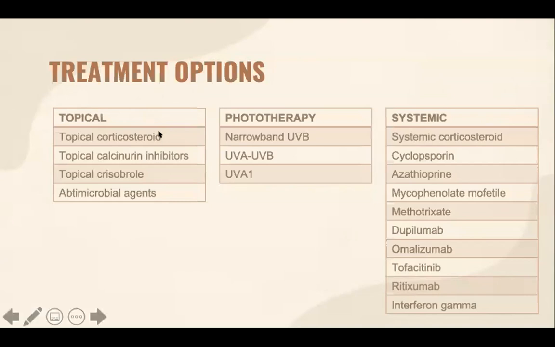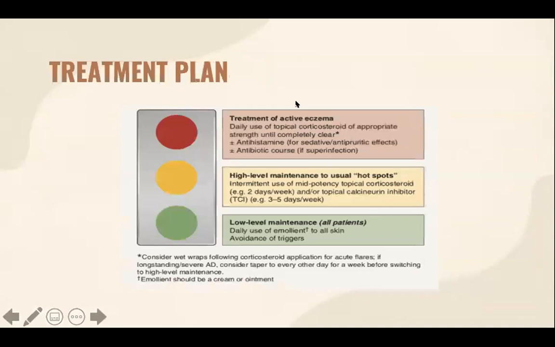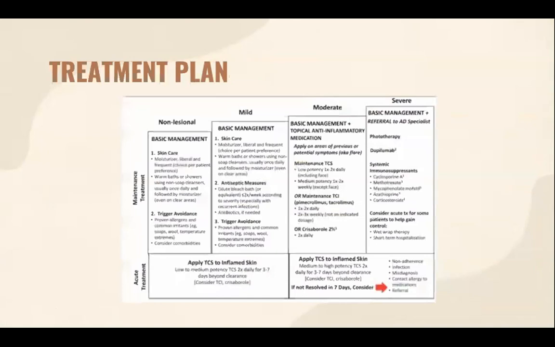So topical corticosteroid is the first line to treat acute flare of atopic dermatitis and is used as a maintenance therapy to prevent relapse. The choice of the appropriate treatment will be based on the severity determined by SCORAD score, as we explained previously. The treatment will be divided into several categories, including treatment of the active eczema, maintenance of a hot spot, and maintenance of a low spot for all patients.